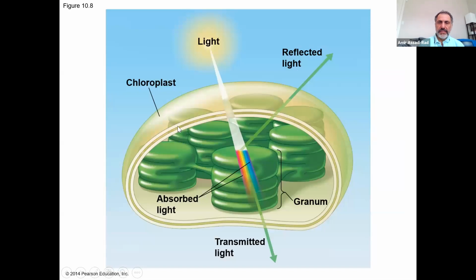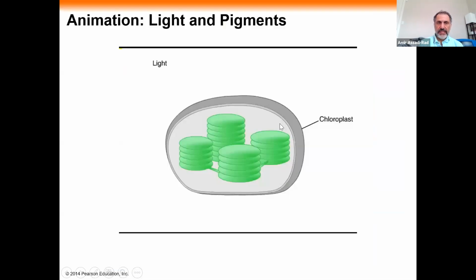We talked about this: the light comes into photosynthesis, into the chloroplast, the thylakoid, and what happens, it releases light, and so on and so forth. There's another animation. Let's watch this one.